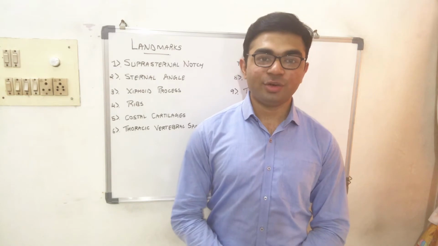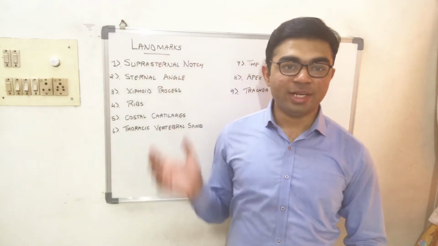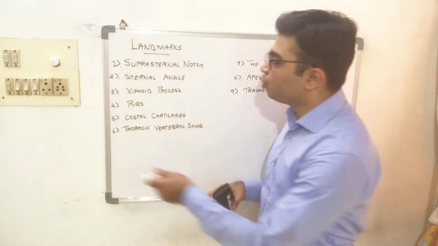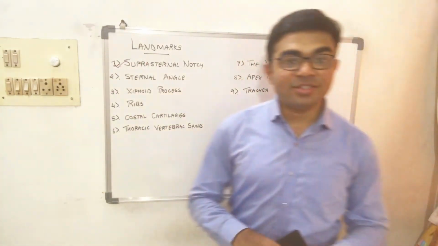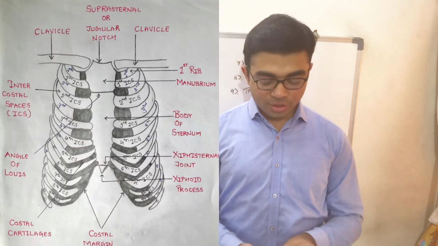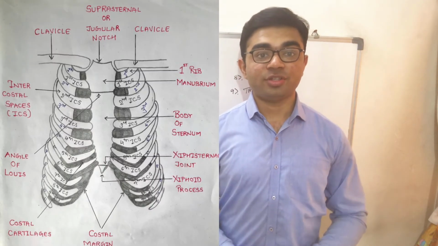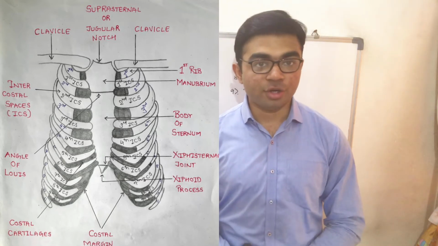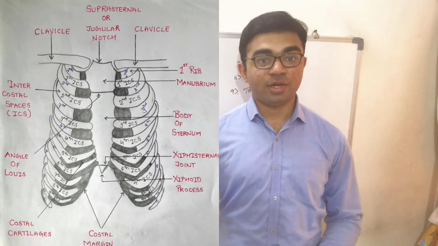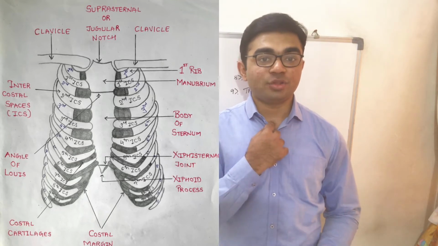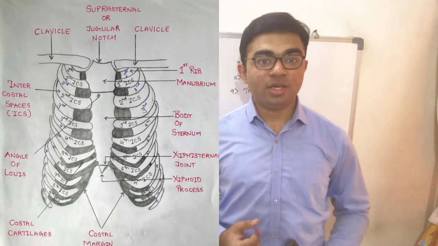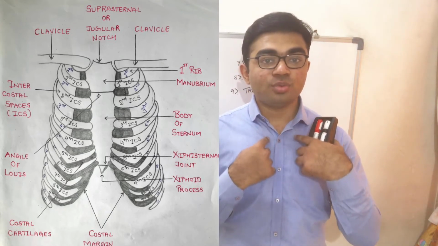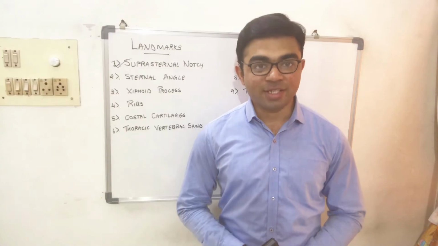Thoracic cage, we are going to mainly focus on these landmarks. The first landmark is the suprasternal notch. As you can see in the photo on your screen, I have marked the suprasternal notch, and I have also mentioned that it is also known as the jugular notch. This jugular notch is palpable. It lies at the superior border of the manubrium sterni, and we can palpate it over here, and it lies between the two medial ends of the clavicle.